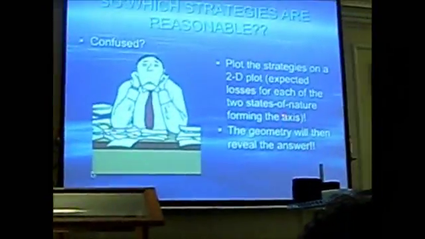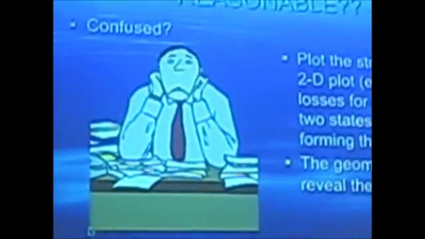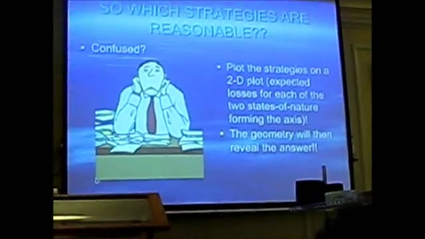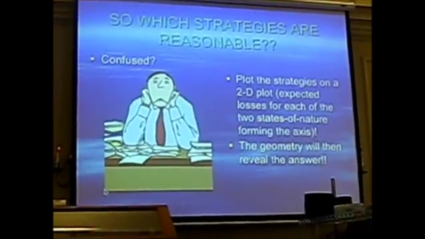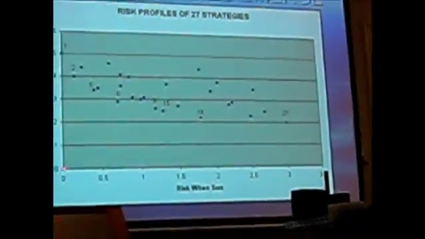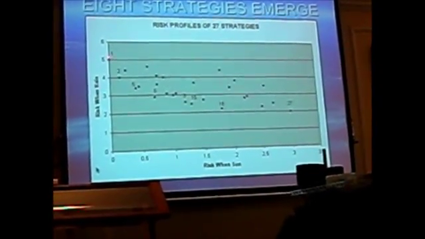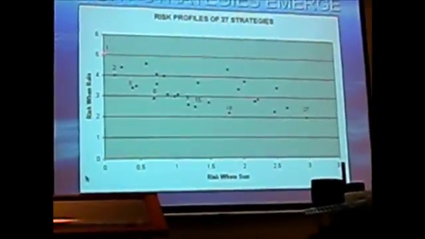All right, you can plot the strategies on a two-dimensional plot, the expected losses for each of the two states of nature forming the axes. You all have done plots of data before. Exactly what we'll do here. And then the geometry will reveal the solution to us. All right, so there's a plot for strategy 1. The expected loss when it's sunny is 0. The expected loss when it was rainy was 5. So this point right here is, if you will, the risk profile of strategy 1. And I've done that for all 27 strategies.